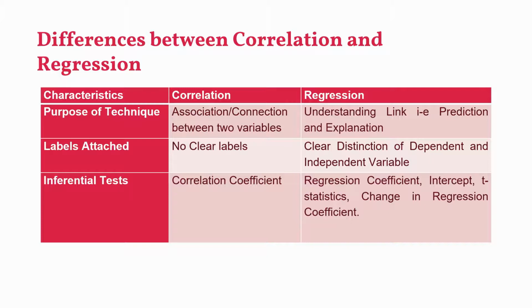In correlation analysis, we do not have independent or dependent variables. We do not establish causation. But in regression, we have a clear distinction between dependent and independent variables. As for the inferential test, in correlation we are focused on the correlation coefficient, that is the R value. But in regression, we've got the regression coefficient, intercept, t-statistics, and change in the regression coefficient.